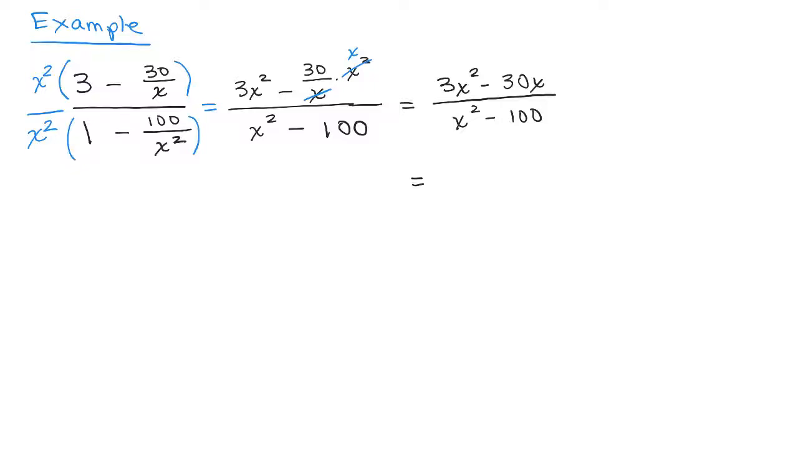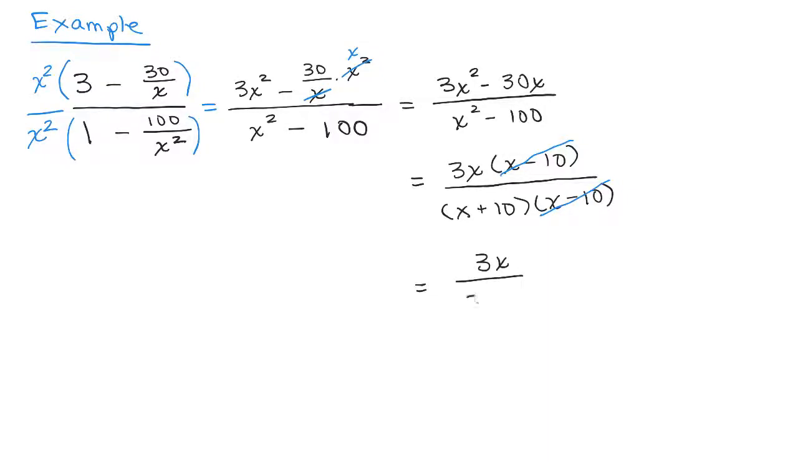So let's see. Out of the numerator, the greatest common factor is 3x, so that gives you 3x times x minus 10. And in the denominator, this is a difference of 2 squares, so that's x plus 10 times x minus 10. And note, x minus 10 cancels, so we end up with 3x over x plus 10. By the way, you can always keep parentheses around the binomials like x plus 10, but it's not necessary.